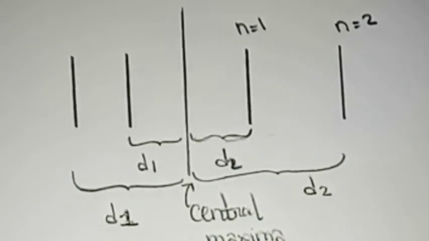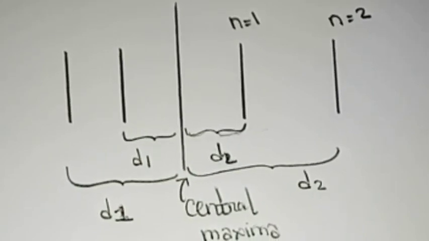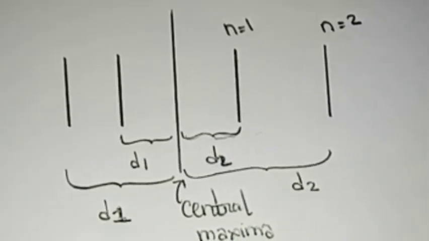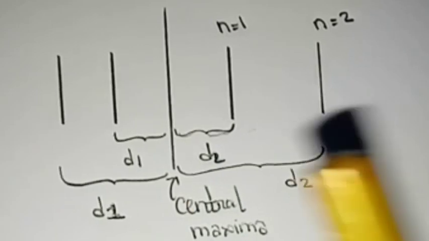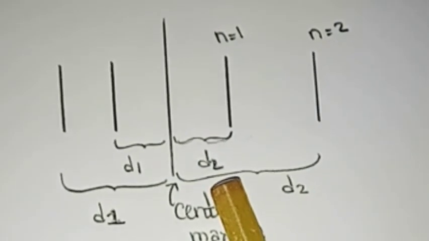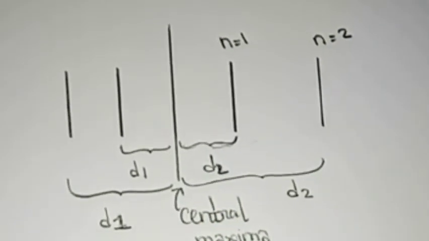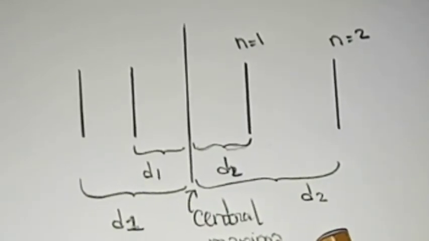Now, what we do is we mark the position of central maxima and the secondary maxima on a paper and measure the distances of first and second order from the center point. Here I have marked the positions that I have observed on the screen. The distance of first order secondary maxima to the left is D1 and to the right is D2. Similarly, for second order, to the left it's D1 and to the right it's D2.